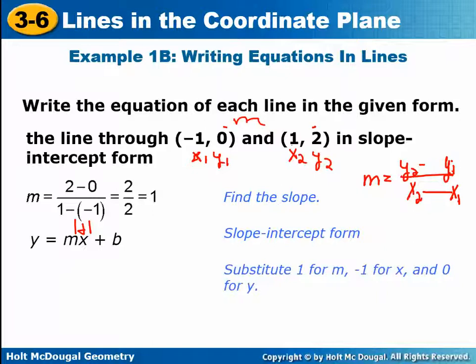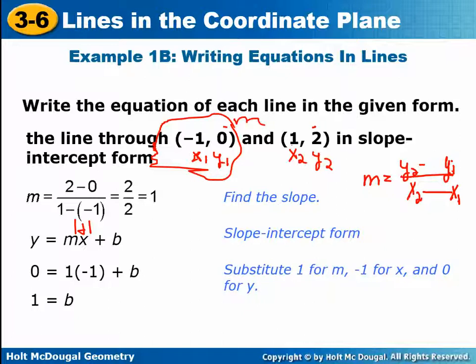Now you get to pick a point for the x and the y in order to try to solve for b. So we don't know what b is. So let's just pick this point. The x of that point is negative 1, and the y is 0. So you put 0 in for y, you put 1 in for m, negative 1 in for x, and you solve this to get what b is equal to.